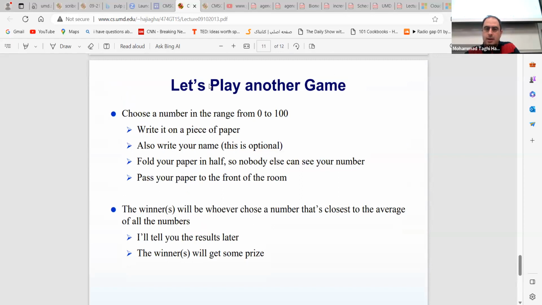Let me say the game and then we will talk about it. So here, each person in the class or in some society or community chooses a number between 0 to 100. They will write it on a piece of paper. They can write their name. You will fold the paper. And then you will give essentially this number.